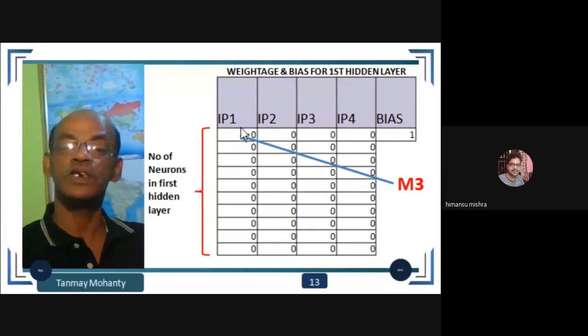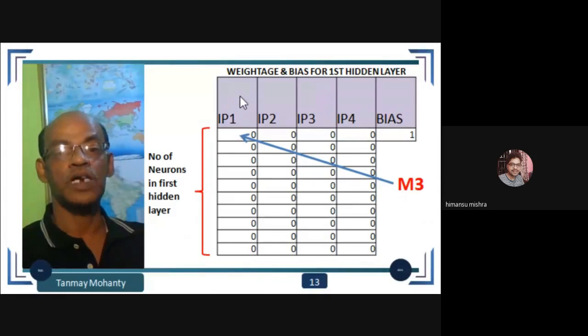This is for the hidden layer, the weight assignment, and we have got 10 nodes, so we have to fill in 10 weightage for each parameter. There are 4 parameters. So for parameter 1, 10 nodes, for parameter 2, 10 nodes, for parameter 3, 10 nodes, for parameter 4, 10 nodes. Where it comes, let us see.